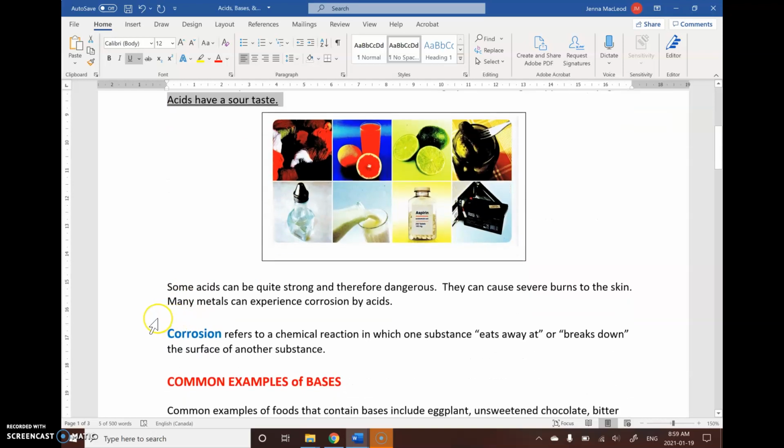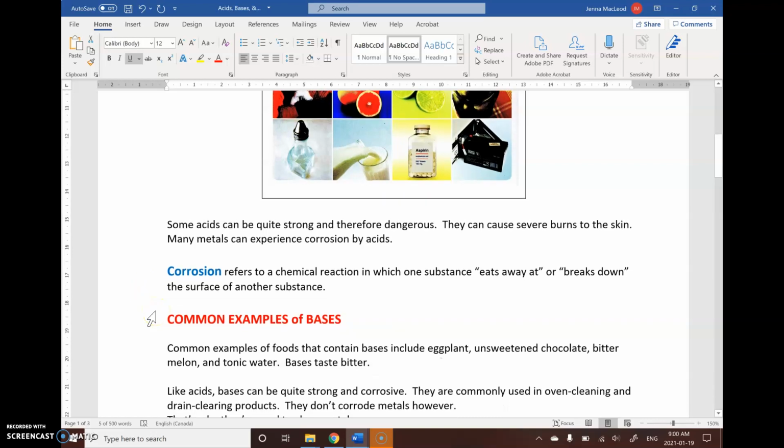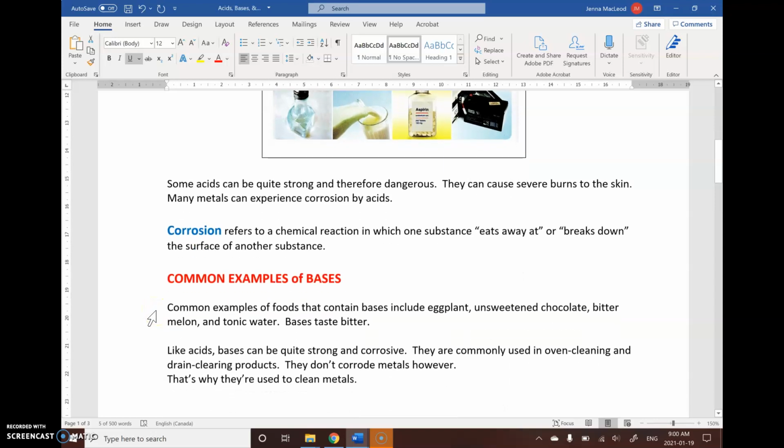Some acids can be quite strong and therefore dangerous. They can cause severe burns to the skin. Many metals can experience corrosion by acids. Now, if you remember from yesterday, corrosion refers to the chemical reaction in which one substance eats away or breaks down the surface of another substance. So those are kind of the acids we deal with every day.